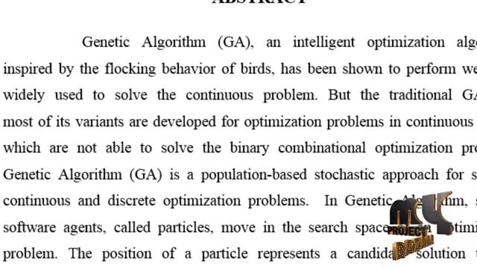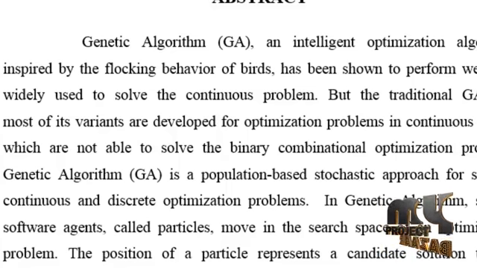Genetic algorithm is an intelligent optimization algorithm inspired by the flocking behavior of birds. It has been shown to perform well and is widely used to solve continuous problems. But the traditional GA and most of its variants are developed for optimization problems in continuous space, which are not able to solve binary computational optimization problems.